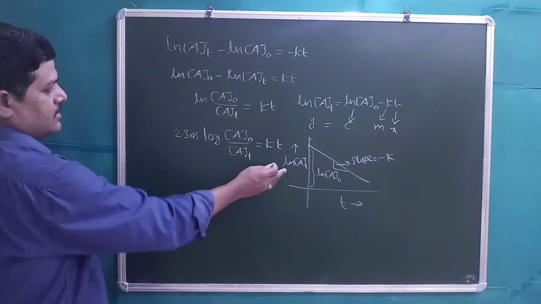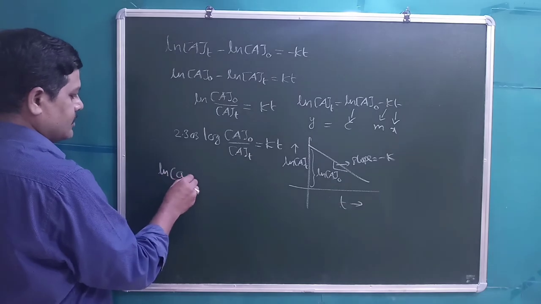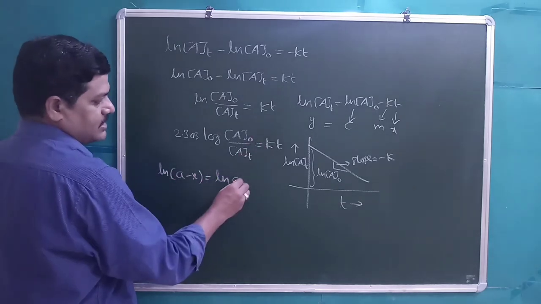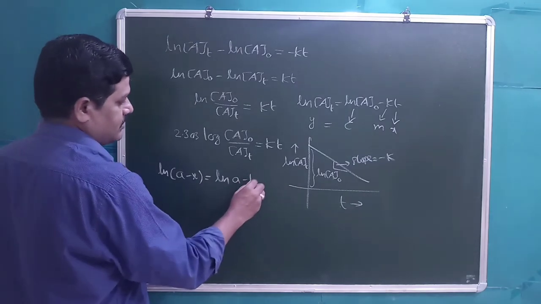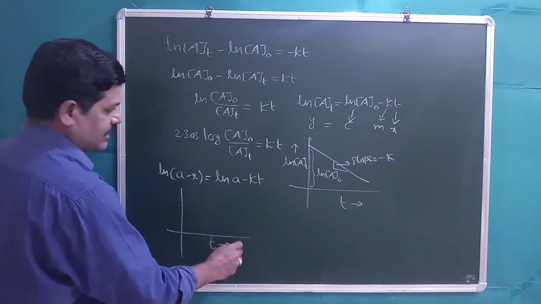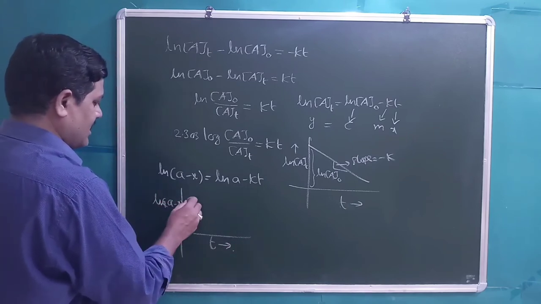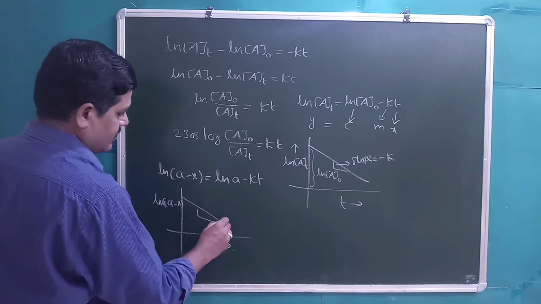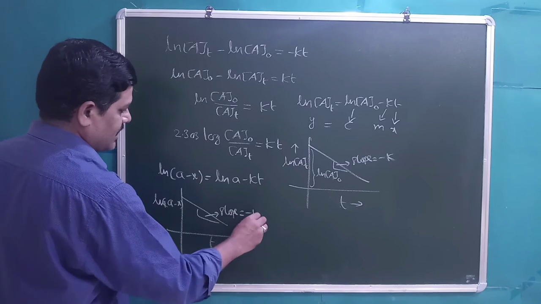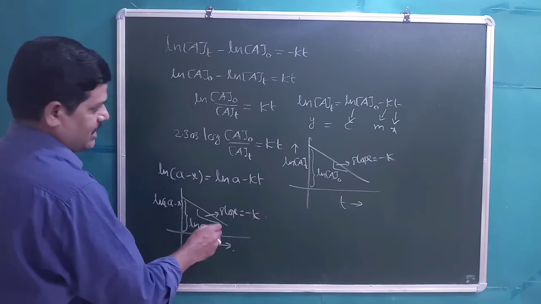Students, then in the place of ln At we can substitute ln (a minus x), with A naught as a, is equal to kt. Then also we will get a similar graph, taking t on the x axis and ln (a minus x) on the y axis. So we will get a straight line with a negative slope. The slope of the line is minus k and the y intercept is ln a.